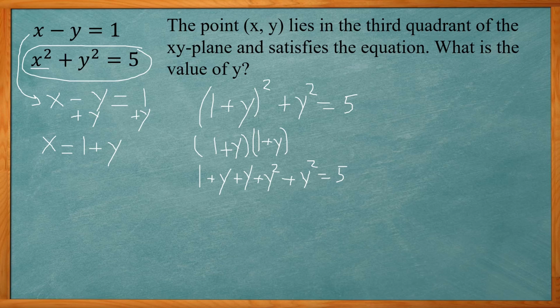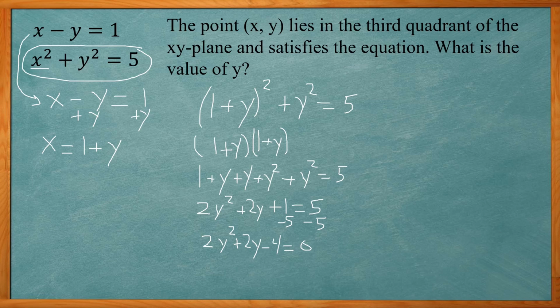Okay, now I'm going to combine like terms. I have 2 y squareds. Y squared plus y squared is 2 y squared. Y plus y is 2y. And then the plus 1. Now I'm going to try to get that 5 to the other side by subtracting 5. That leaves me with 2y squared plus 2y minus 4 equals 0.